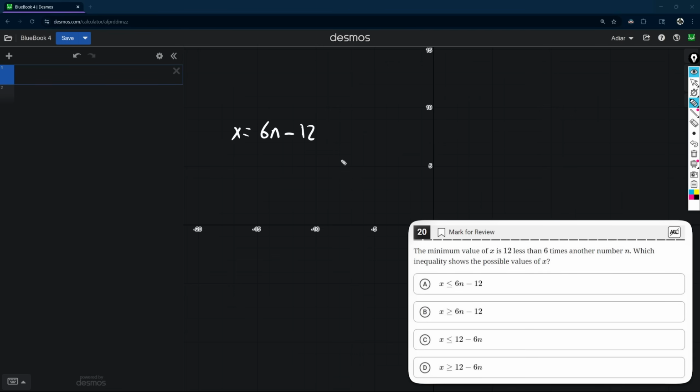That means that x can be as big as we want. We just know the minimum value. So A or B, which one tells us that x can be super, super big, like it doesn't matter how big it is? That's going to be B.